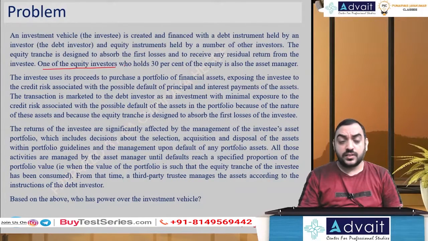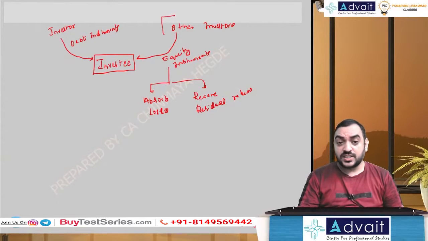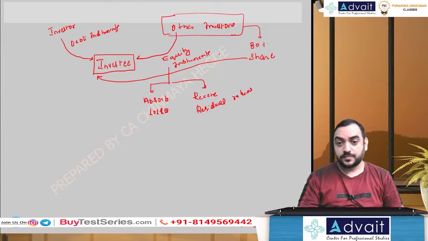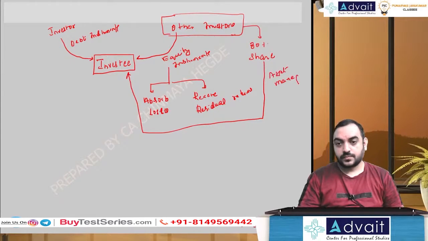One of the equity investors holds 30% of the equity and is also the asset manager. So in the other investors category who is having equity instrument, one of them is having 30% share, and he is the asset manager of the investee. I'll say MGR, asset manager. He's having 30% share and is also the asset manager. Okay, fine. Let's read further.